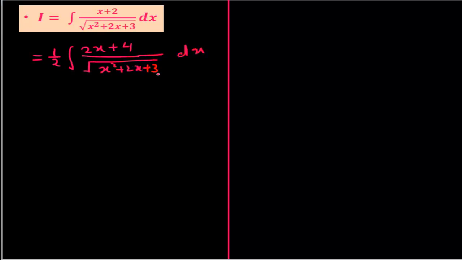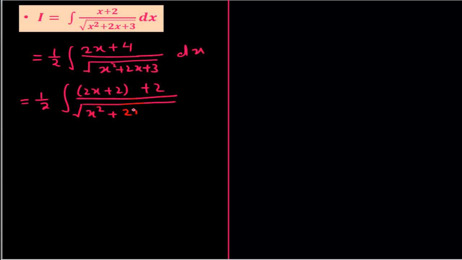Now check again. If this be replaced by t, its derivative will be 2x plus 2. So we don't want this 4 here. So we are going to break 4 into 2 parts. We will write this as 2x plus 2 and then plus 2. This divided by square root of x square plus 2x plus 3 dx.